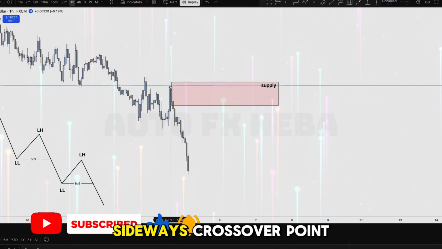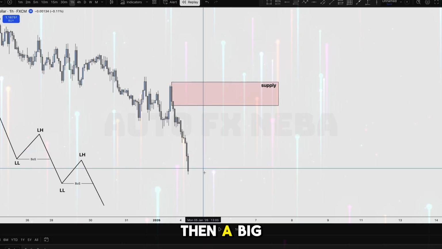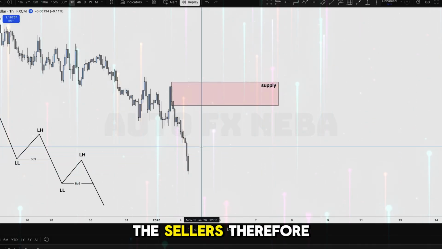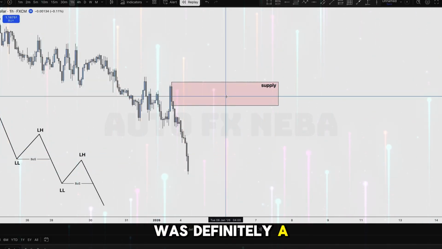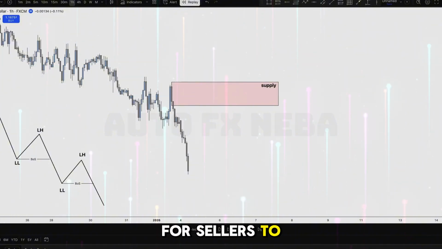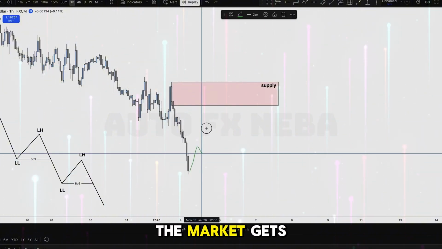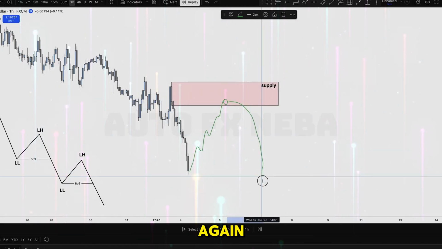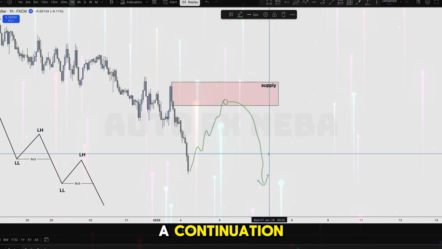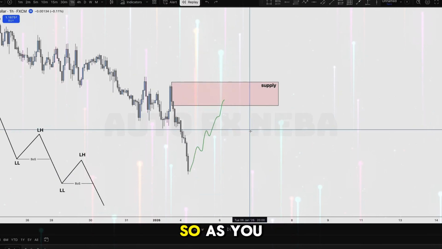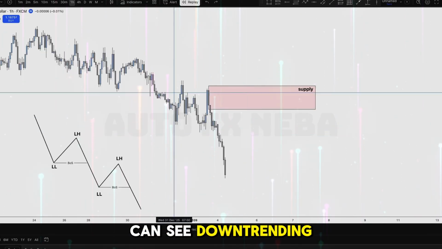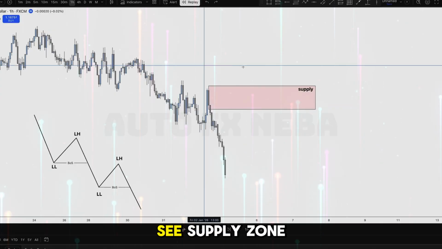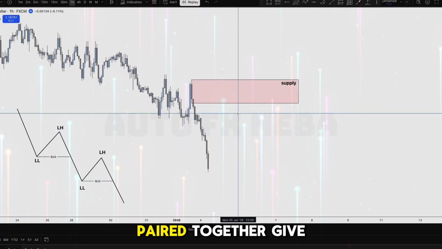We see sideways crossover point, then a big sell down from the sellers. Therefore, we see this was definitely a premium price for sellers to sell from previously. That means if the market gets into here, we're going to see this is a premium selling point again, and we are likely to see a continuation of selling take place from this zone. So as you can see, downtrending price and a supply zone, these two things paired together give us good trading opportunities.